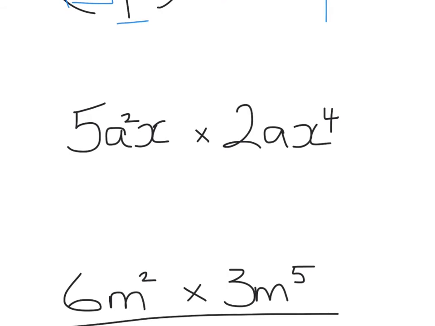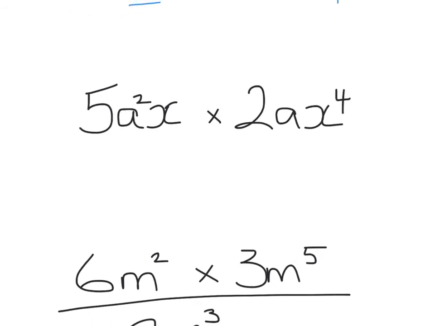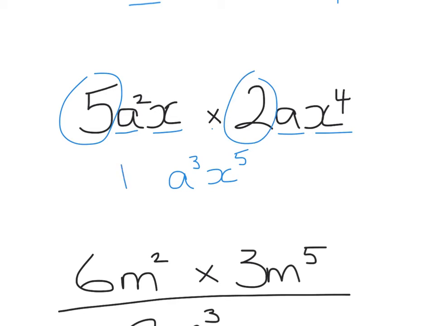This time we have more than one term. So let's look at the a's. a squared multiplied by a becomes a to the power 3. x multiplied by x to the power 4 becomes x to the power 5. And 5 times 2 makes 10.